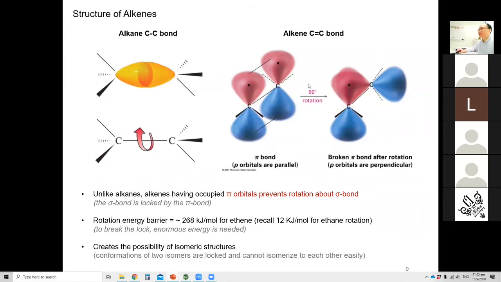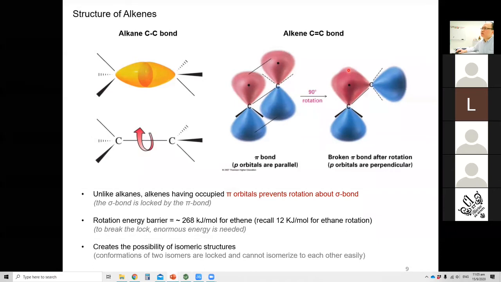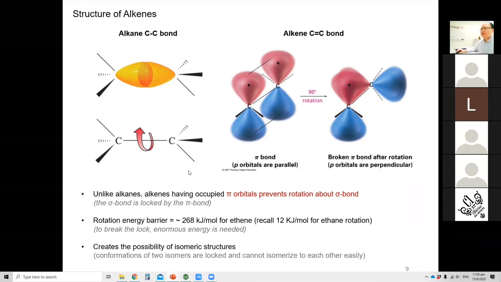But now the alkene C-C double bond not only has a sigma bond here, it also has a pi bond. Now the pi bond is side by side. They cannot rotate, right? If you rotate, you break the pi bond. If you rotate 90 degrees, the electron cloud is far away from the electron cloud of the other carbon. So it's broken, all right? So unlike alkanes, the alkenes have an occupied pi orbital here that prevents rotation about the bond.